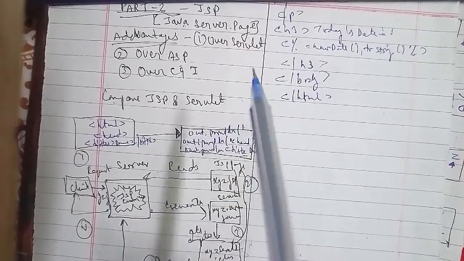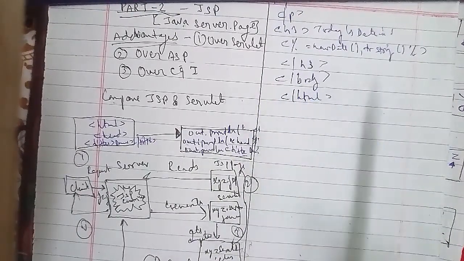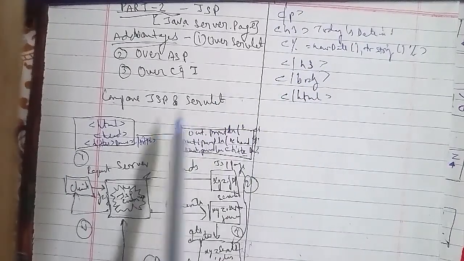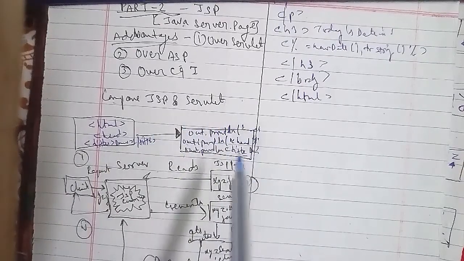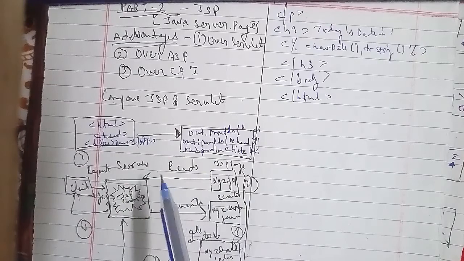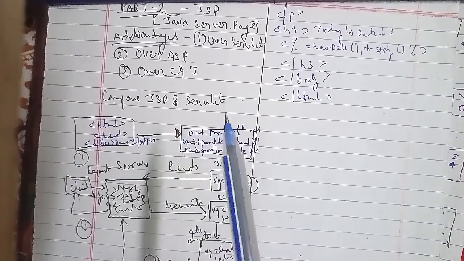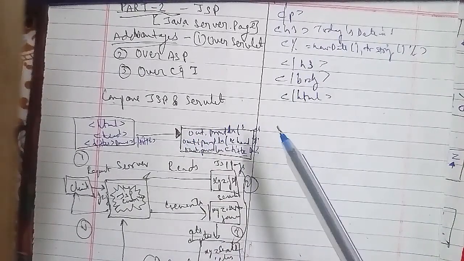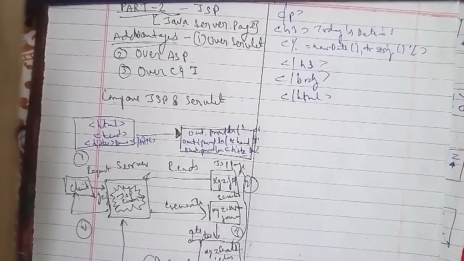Steps for running JSP program in Tomcat server. So now there are 4 steps that you have to deal with, and that is your step 1.